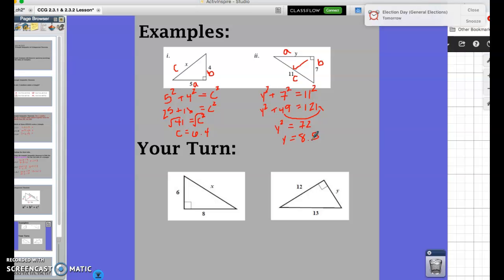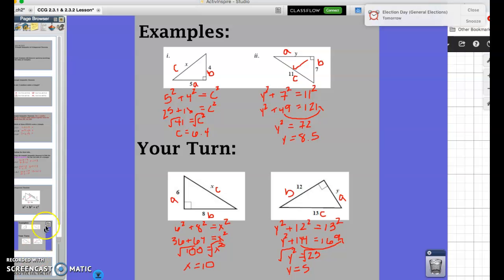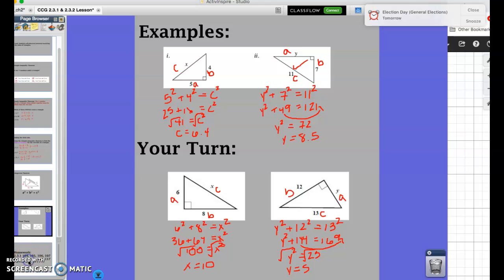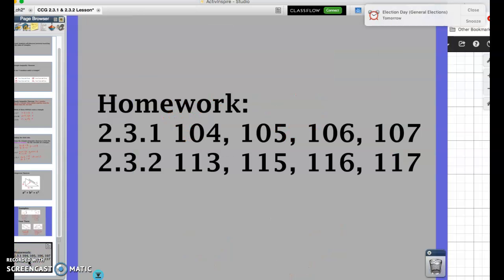All right, now it's your turn. Use the examples above to help you find X and Y on the examples below. So you should have gotten 10 and 5 after that Pythagorean theorem. All right, the rest of the hour we'll be working on the 231, 232 homework.